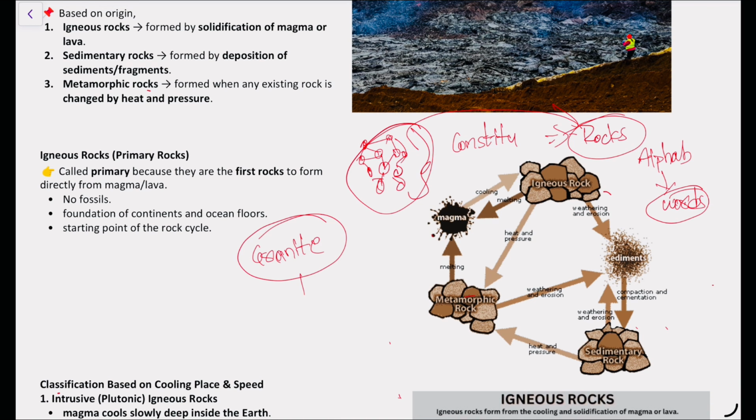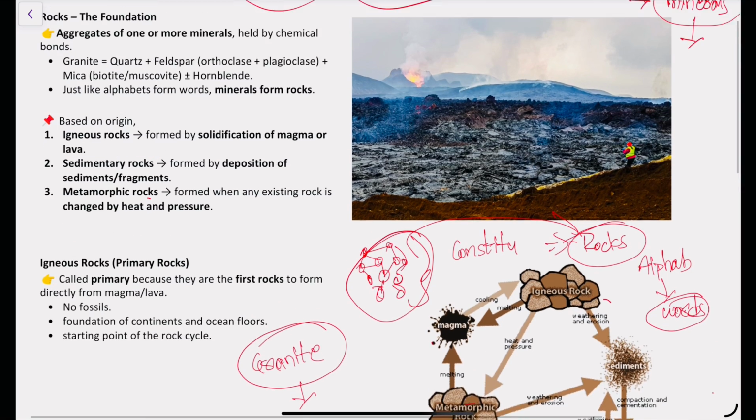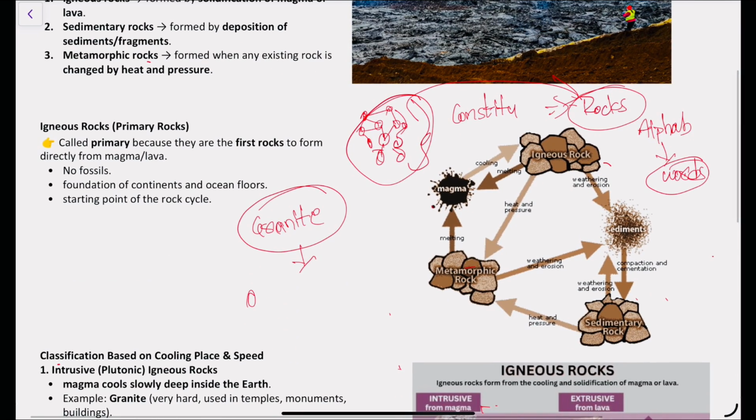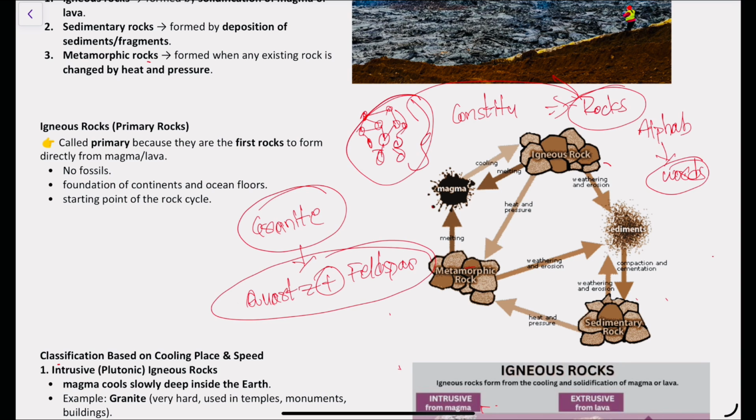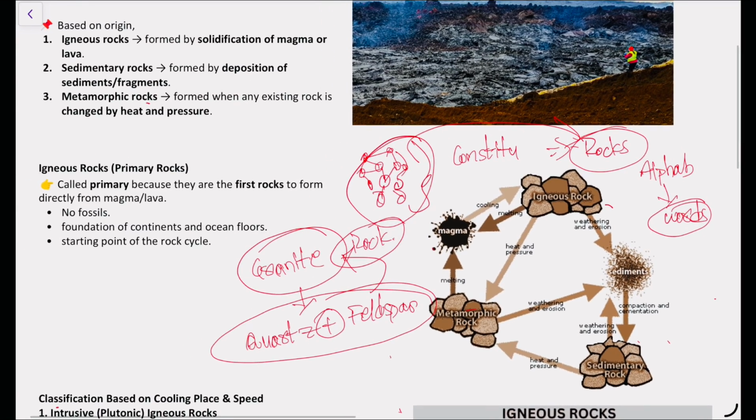When we take granite as an example, granite rock will have different kinds of minerals like quartz and feldspar. So these minerals, with the help of chemical bonding, will form the granite rock, right? So till now we have understood what is the meaning of rocks, right? So how are these rocks formed?